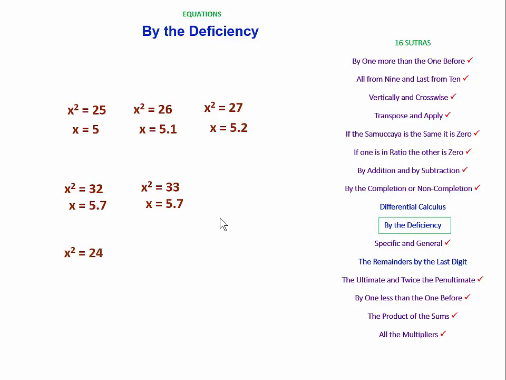Similarly, if we've got x squared is 24, and 24 is 1 below 25, when it was 1 above 25, we had 5.1. Here it's 1 below 25, so we get 4.9. And if x squared is 23, it's going to be 2 below, so we get 5.2 taken off, which is 4.8.